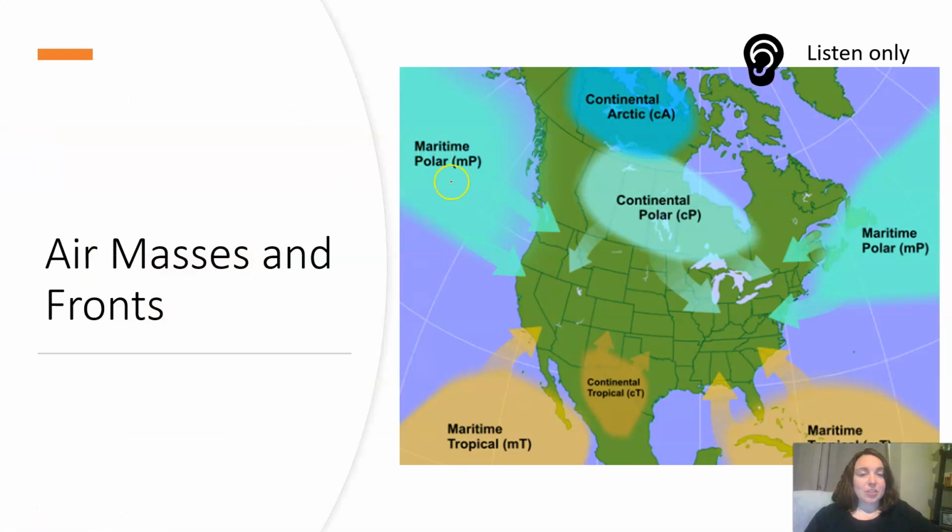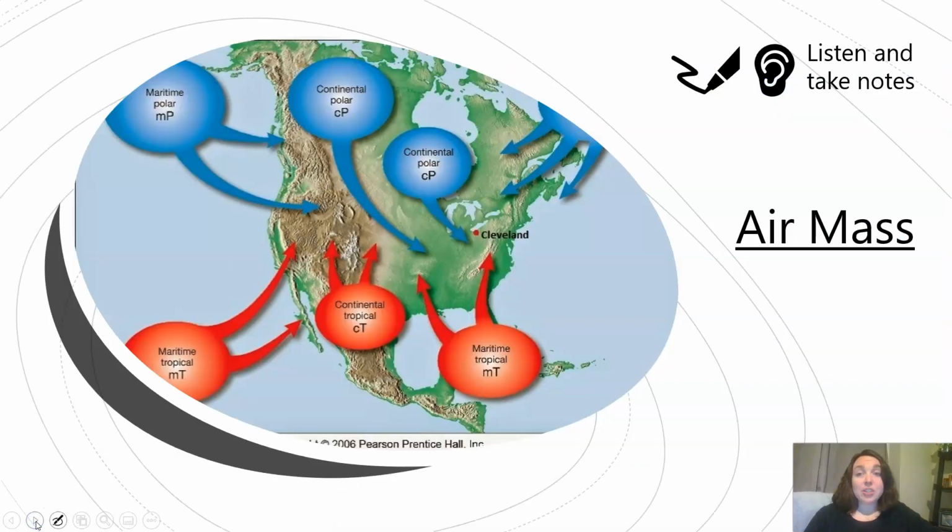As you can see in this picture, there are several different combinations of air masses. So we'll talk about how we decide which one is which. And we'll do a little bit of talking about fronts. Here's where you need to start taking notes on your notes.